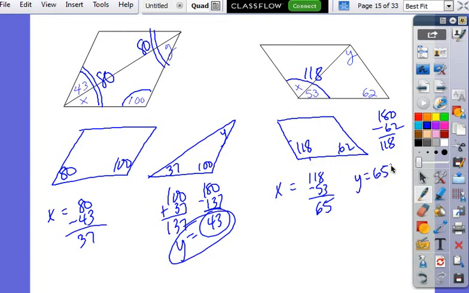What's another way I could have found that Y? Add up 53 plus 62. All the angles in a triangle equal 180. 53 and 62 is 115. Do 180 minus 115. That tells me what Y is. And once I know Y, then I would know X. Both ways will work.